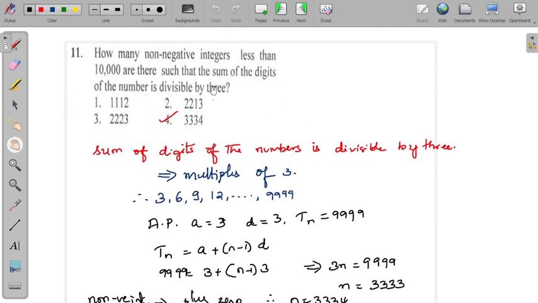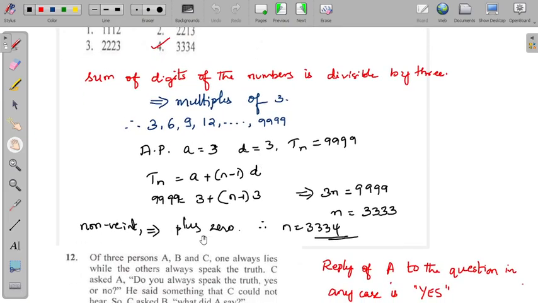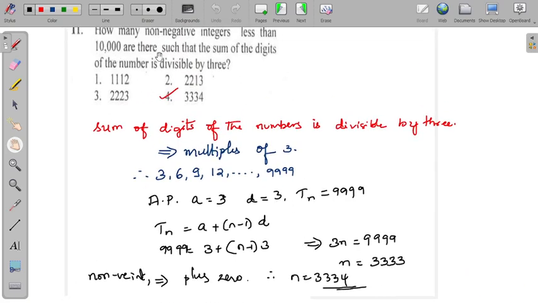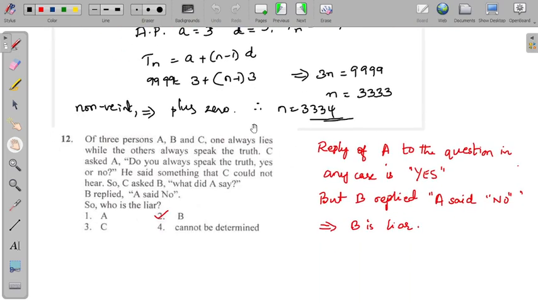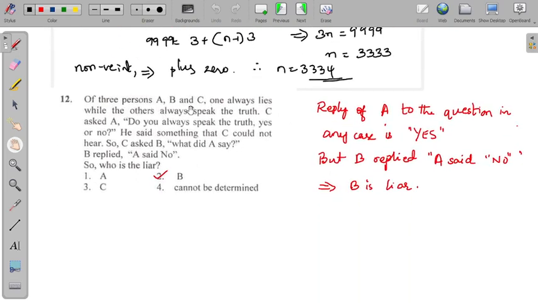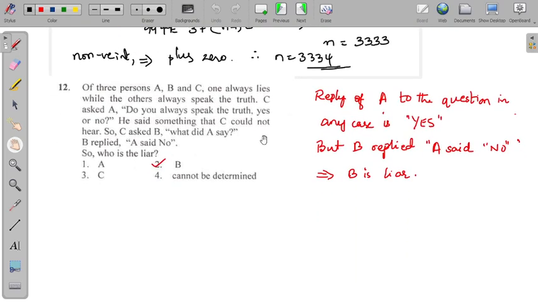But they are asking to find out how many non-negative integers. Non-negative means 0 is also included. 3,333 plus one more number, that is 0. So together there will be 3,334 integers such that the sum of the digits of the numbers is divisible by 3. Next, 12th question.